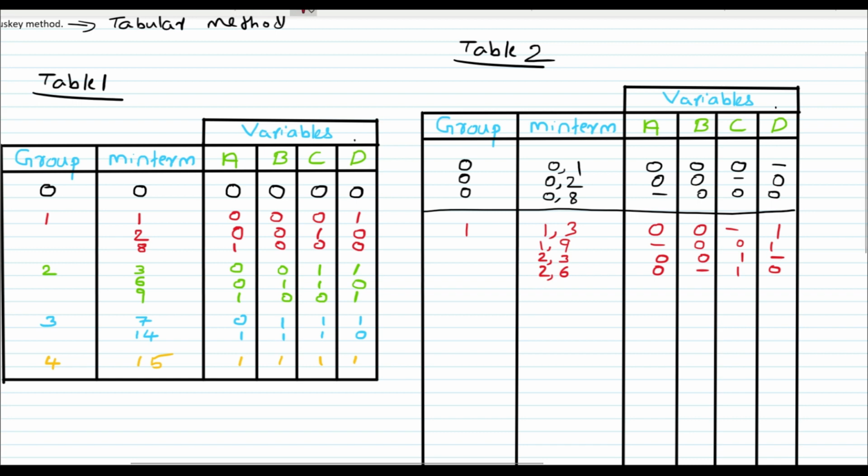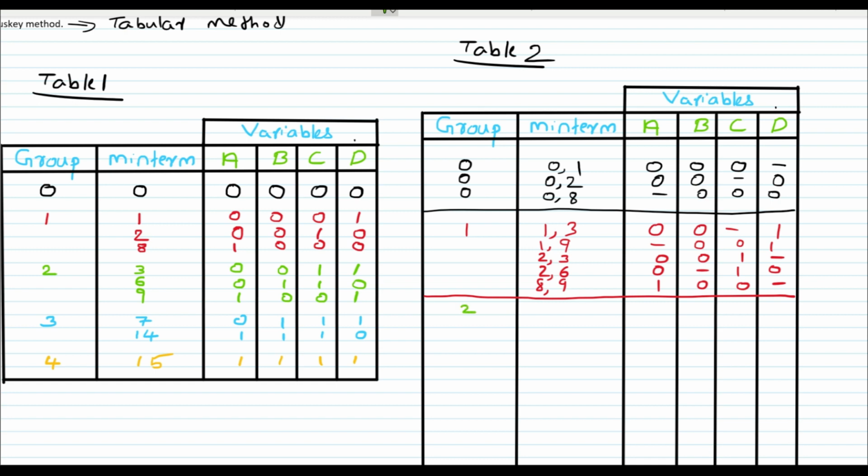Now we will consider 8 with 9. This is okay because only D is changing. So we can write it as 8, 9. A is 1, B is 0, C is 0, and D is dash. And therefore, we have completed all the comparison of group 1 with 2. So we will close this group.